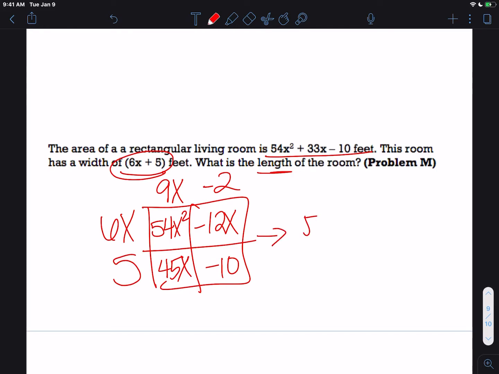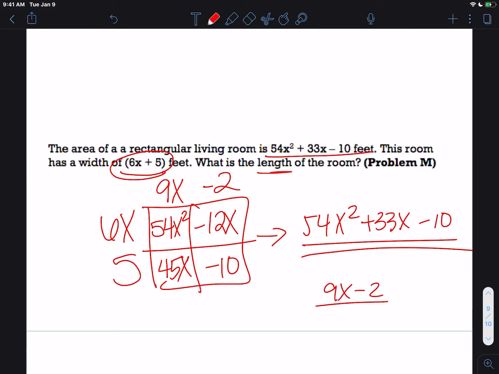I'm going to verify. And it looks like that's exactly the same as the original problem. So now I know that my answer is 9x minus 2. So I want to verify this using my calculator. Let's go ahead and plug this in.